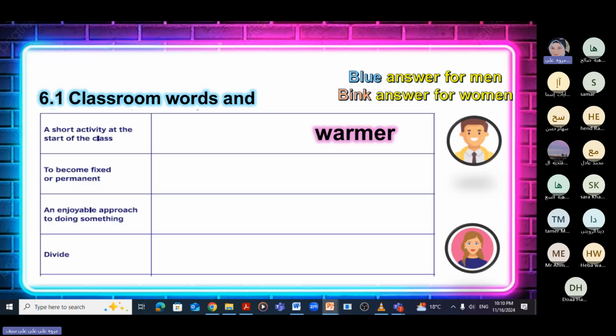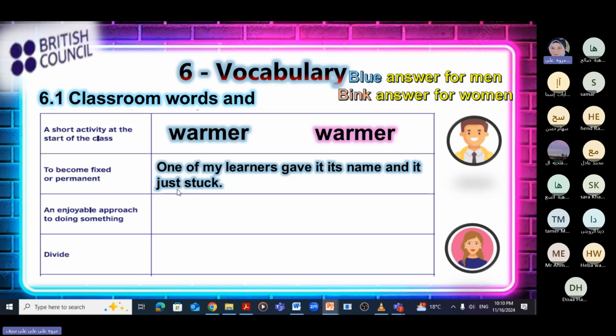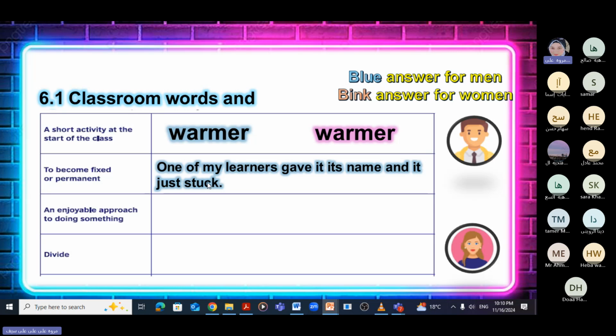Let me just show you the answer. So, Mr. Muhammad, okay. Sorry, it's taken from the article, so it's not going to be the same as you say. One of my learners gave it its name and it got stuck. Got stuck means became fixed or permanent.